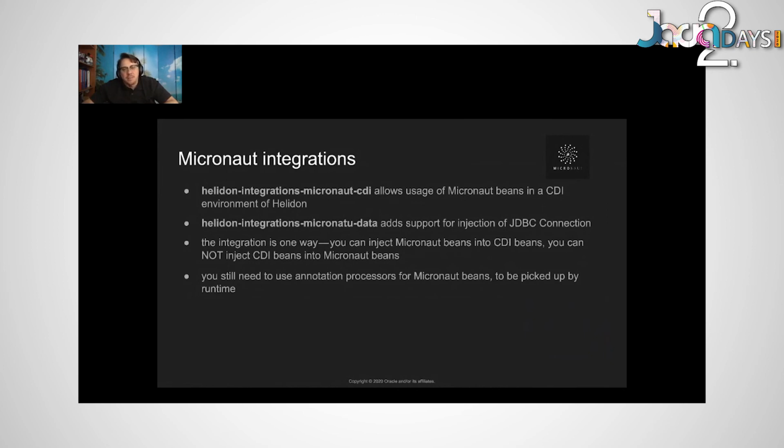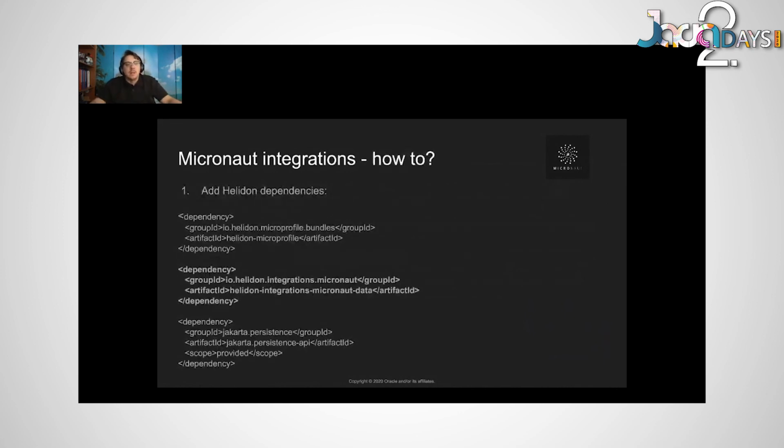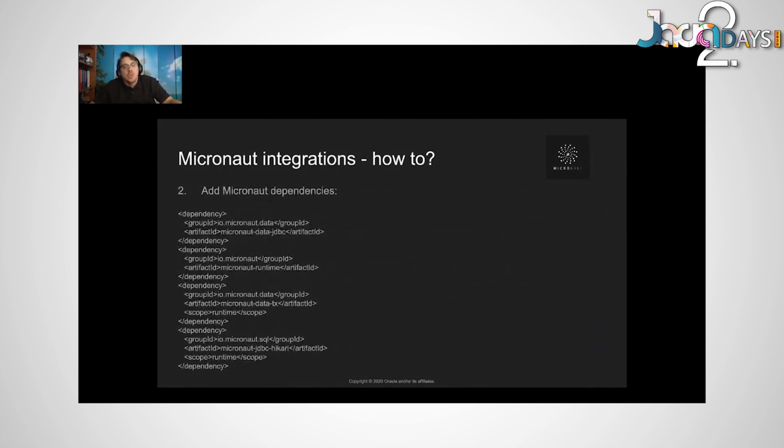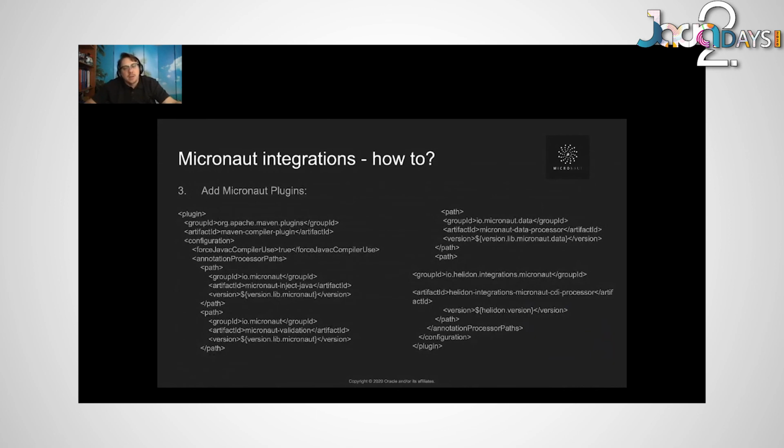And how can we use Micronaut modules? Because there are a lot of them there. It's very much integrated in the world. We just add our Helidon integration dependencies. We add some Micronaut dependencies, which are regular Micronaut dependencies, and the Micronaut plugin, because Micronaut, unlike the other frameworks, does everything at compile time. And we're done.